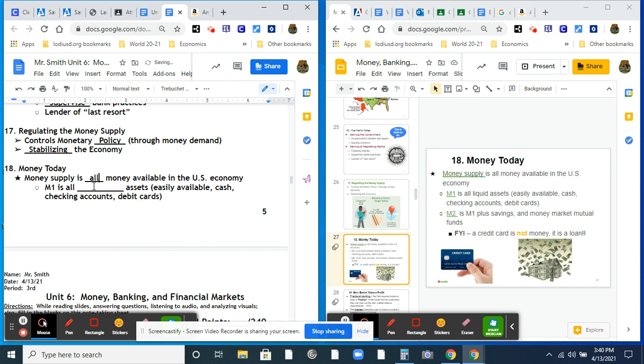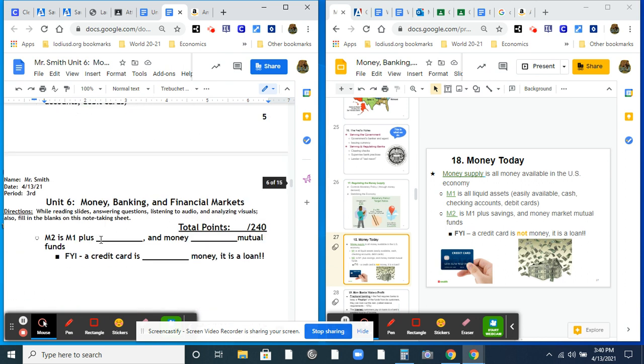So write in M1 is all liquid assets. It means it easily converts into cash and portable money. It doesn't take a long time to change it. M2 is M1 plus savings. In other words, it's all liquid assets plus savings and money markets generally. So it's liquid plus. Why? Because usually with money markets, there are limits on the timing of when you take it out, based on what kind of money market.